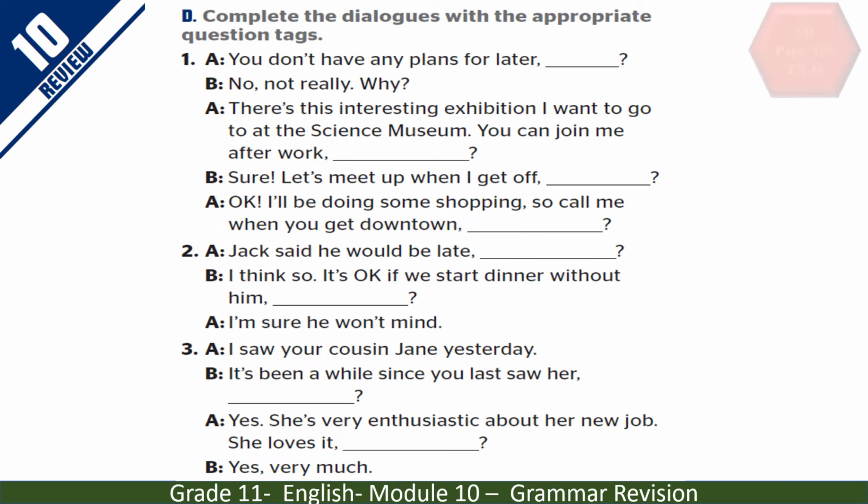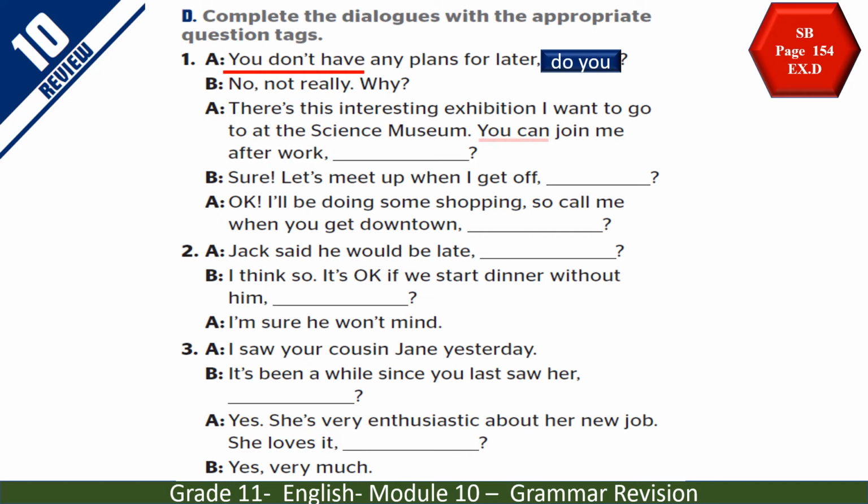So we are still on page 154, exercise D. In this exercise, your task is to complete the dialogue with correct question tags. And remember, for negative statements, we use positive question tags, and for positive statements, we use negative question tags. Pause the video, take your time to answer the questions, and come back to check your answers. So for the first question tag, the statement says, you don't have, so the question tag is do you?